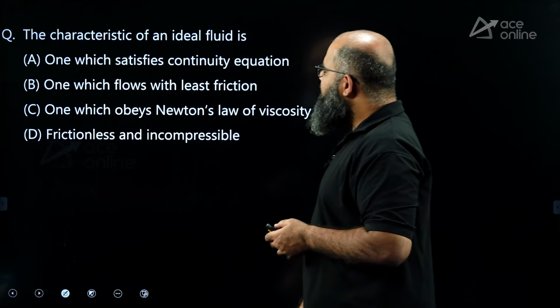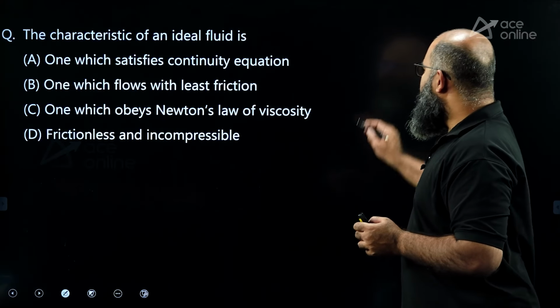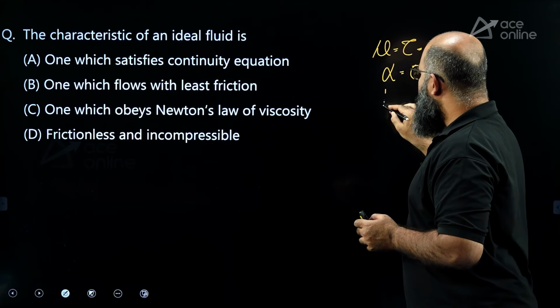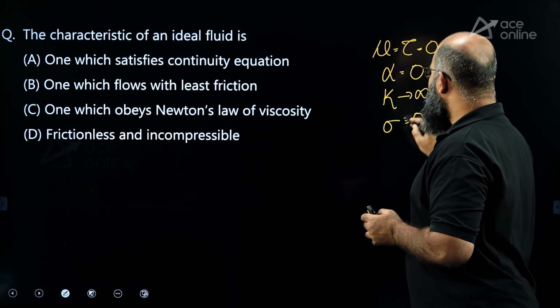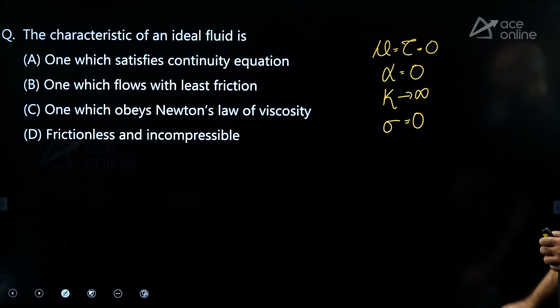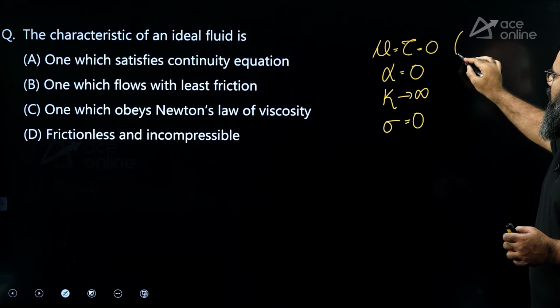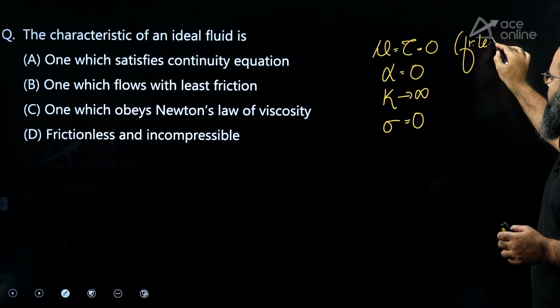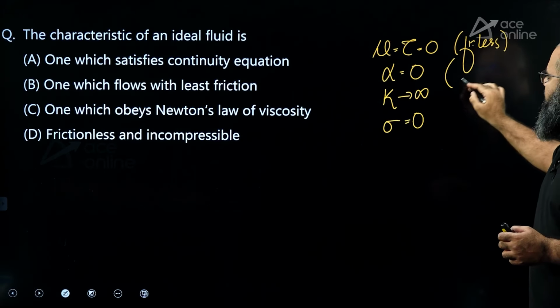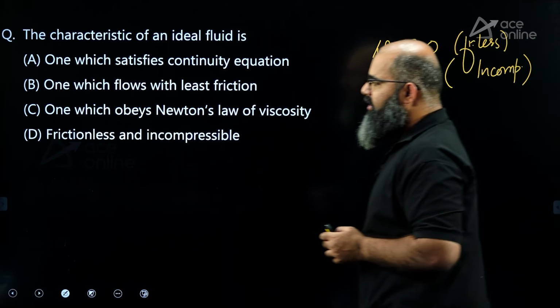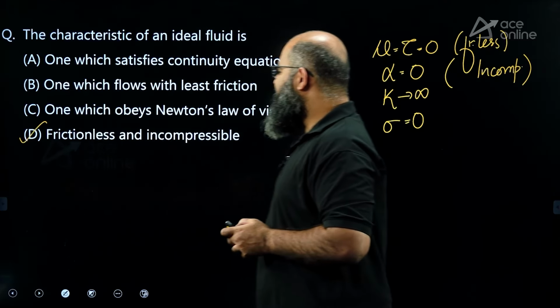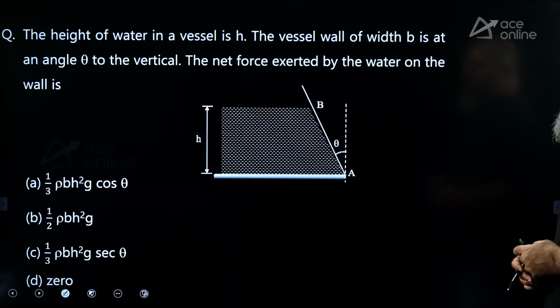Moving further, the characteristic of ideal fluid is, an ideal fluid is supposed to have these properties. Mu is equal to tau is equal to 0. Alpha is equal to 0. Bulk modulus is infinite. Surface tension is equal to 0. All these are the properties of ideal fluid. Mu is equal to 0, tau equal to 0 means it is frictionless. Alpha is equal to 0 means it is incompressible. And you can see we are having this option over here, option D, which is frictionless and incompressible. Option D is the correct answer.